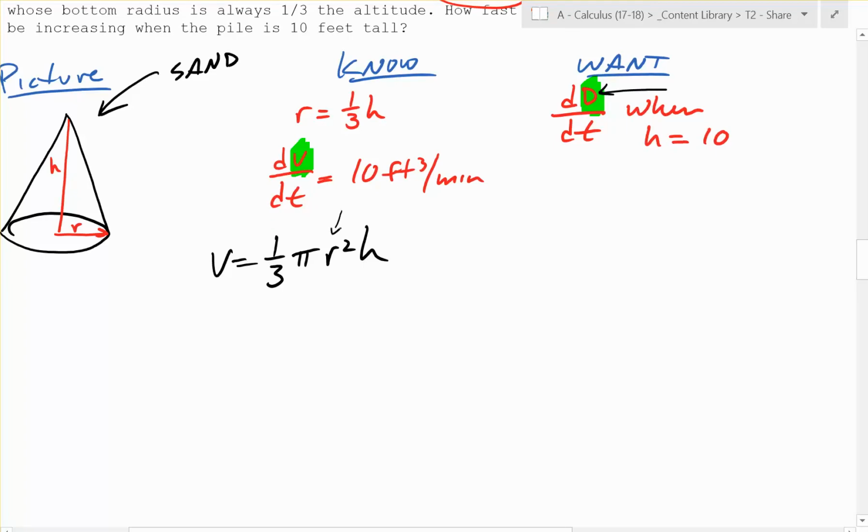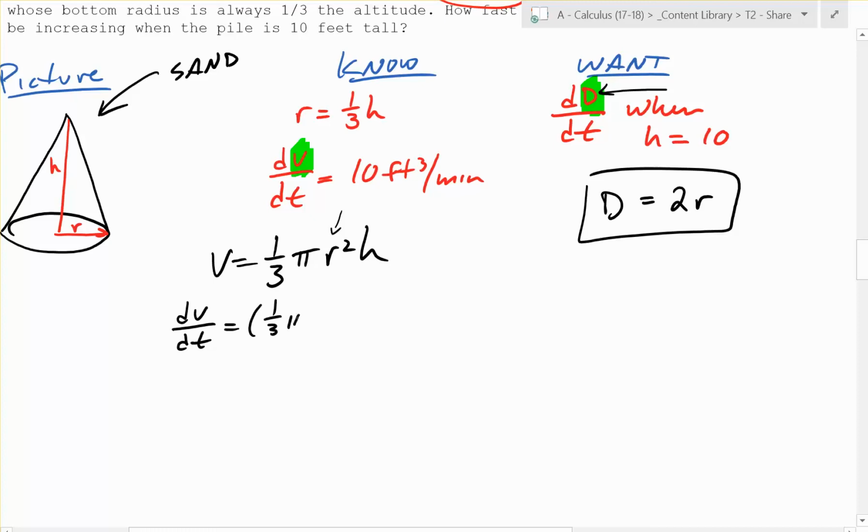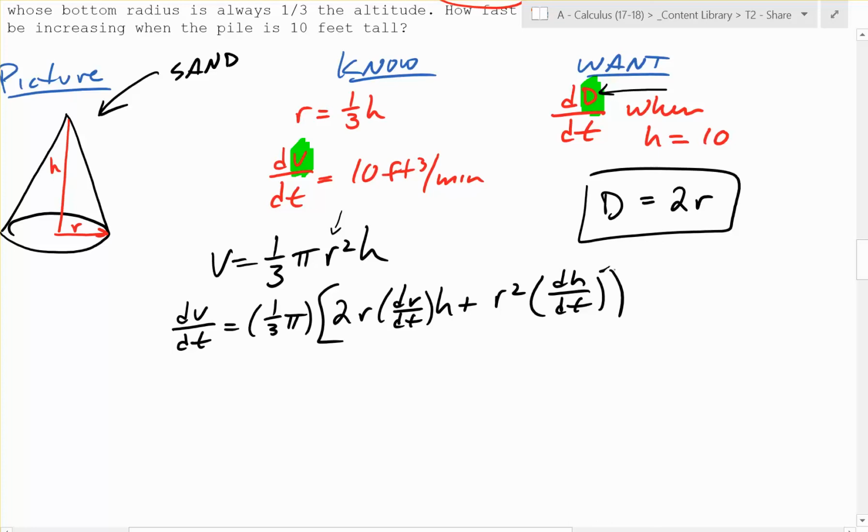We have radius there, but can we easily convert radius into diameter? Well, diameter is equal to 2 times radius. So we'll keep that in mind as we keep going. Let's do that derivative, which we've done something similar before, where we just keep the 1/3 pi right here, and then we do the derivative of the first times the second plus the first times the derivative of the second.